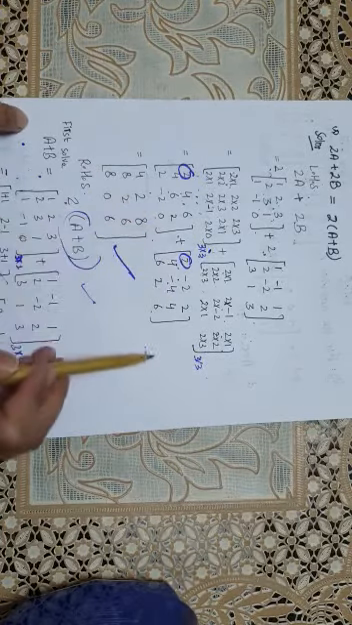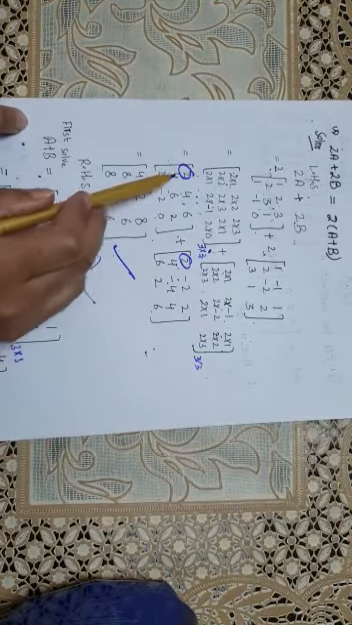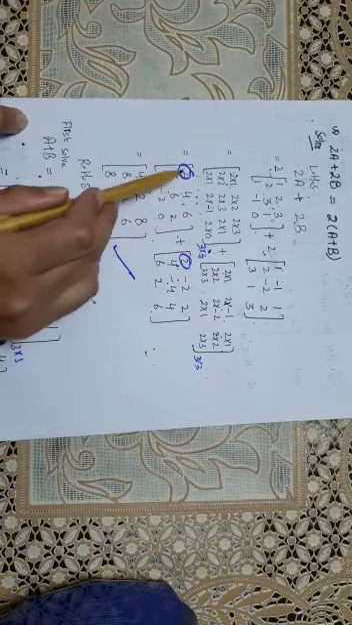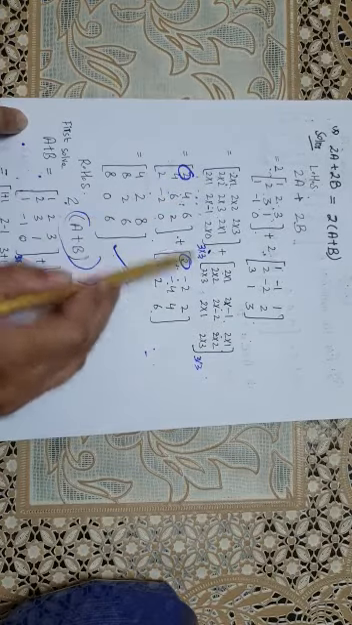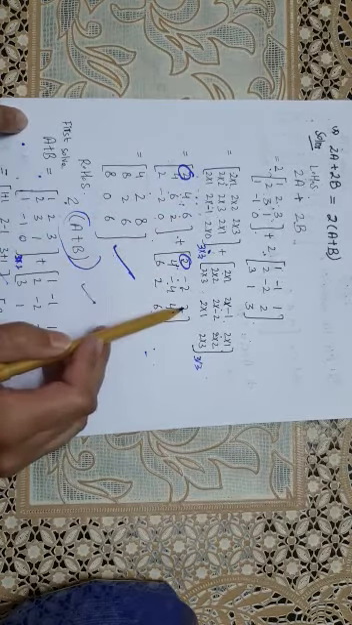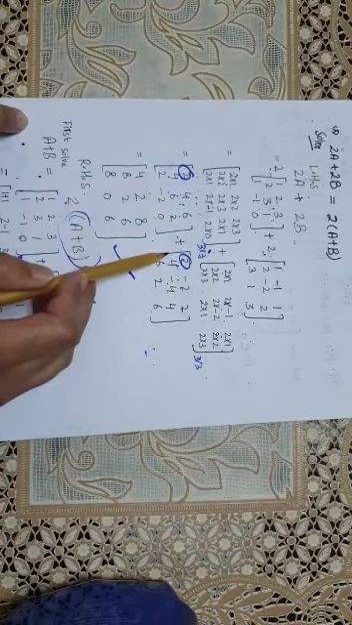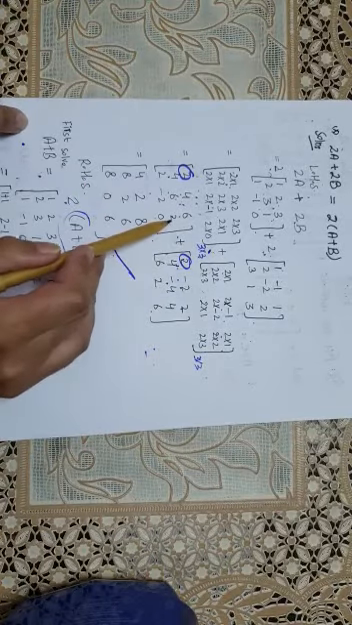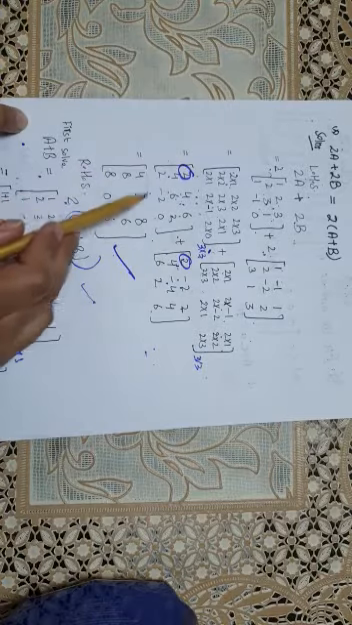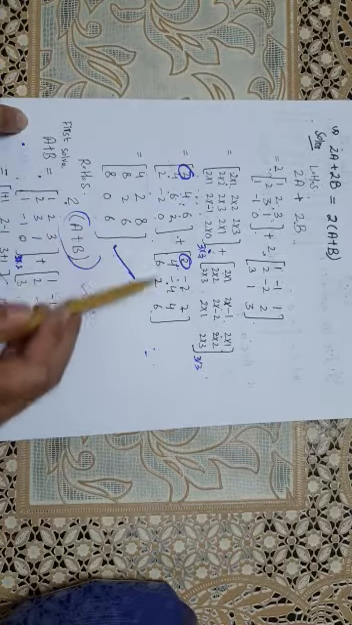Here we see that their order will be the same, 3 by 3, so we will add the corresponding elements. 2 will be added to 2, 4 will be added to minus 2, 6 will be added to plus 2. Again in the second row, 4 will be added to 4, 6 minus 4, 2 plus 4. And in the third row, 2 plus 6, minus 2 plus 2, 0 plus 6.